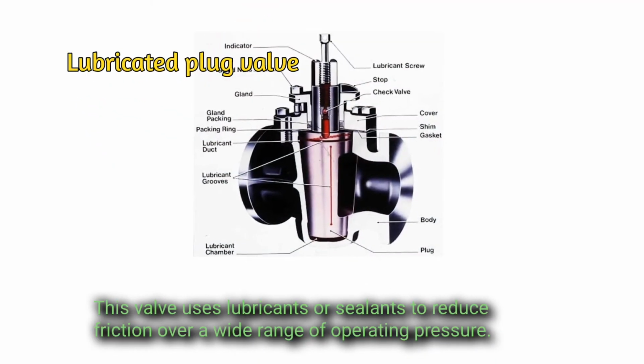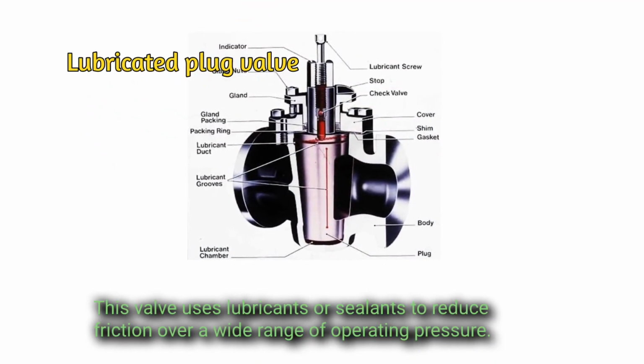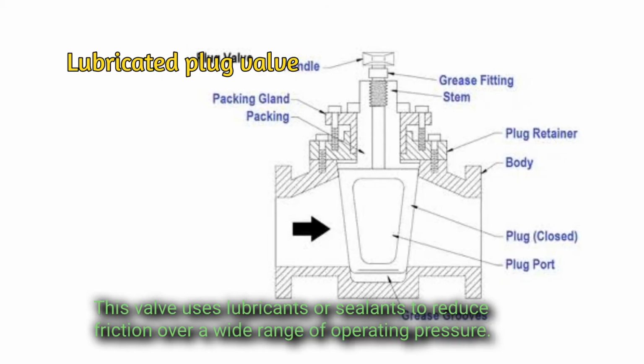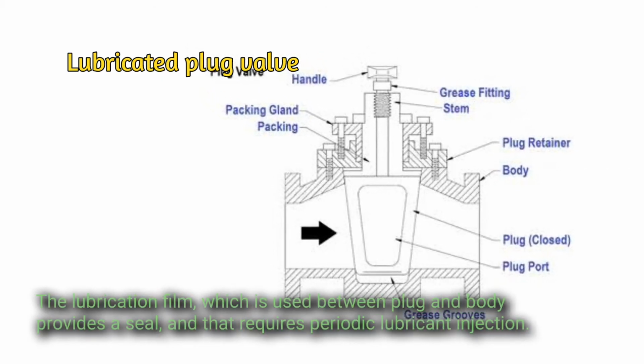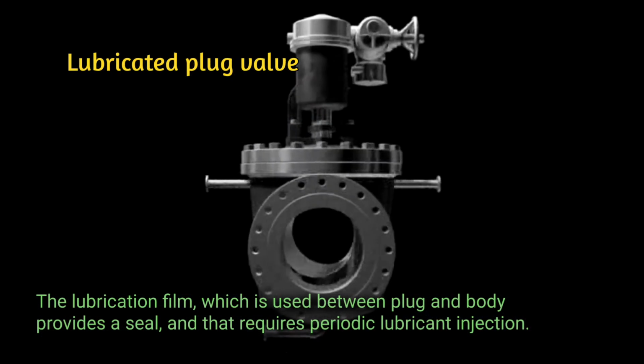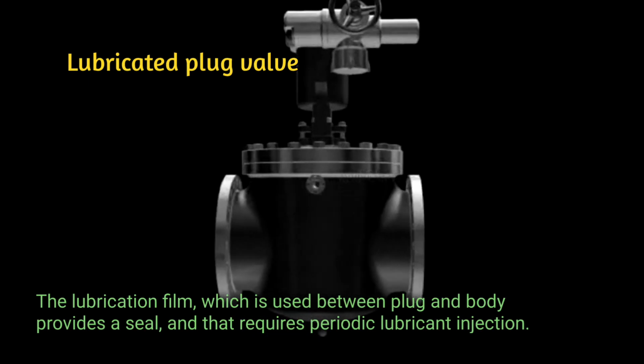Lubricated plug valve. This valve uses lubricants or sealants to reduce friction over a wide range of operating pressure. The lubrication film, which is used between plug and body, provides a seal, and that requires periodic lubricant injection.